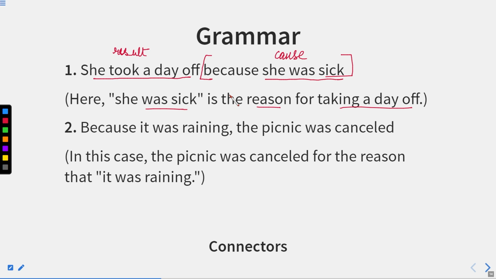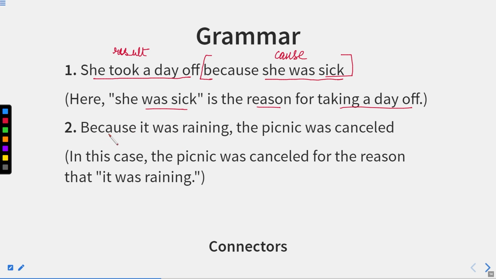Now, if I want to use because in the beginning of the sentence, I can write because she was sick, she took a day off. In this case, we'll not shift only the word because in the beginning. In fact, we'll shift the entire clause, because she was sick, to the beginning of the sentence. So we can write the sentence like, because she was sick, she took a day off.